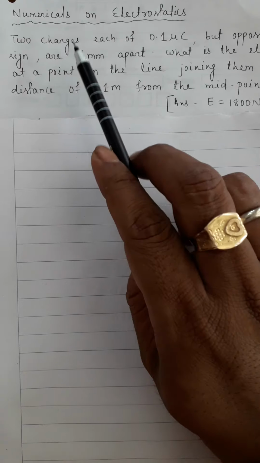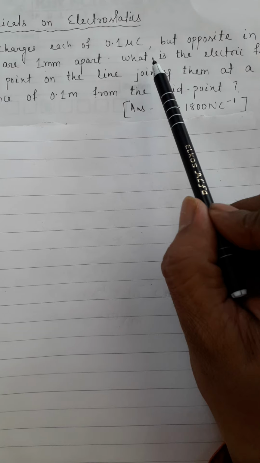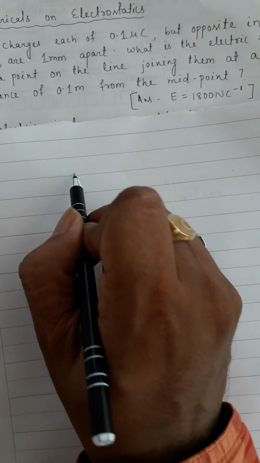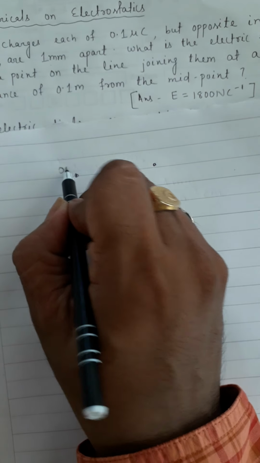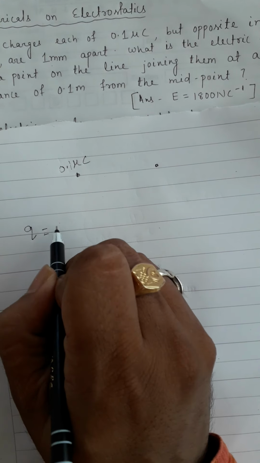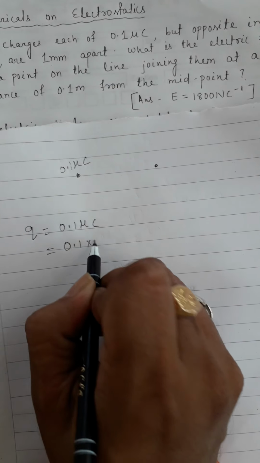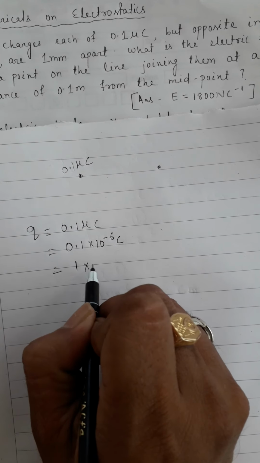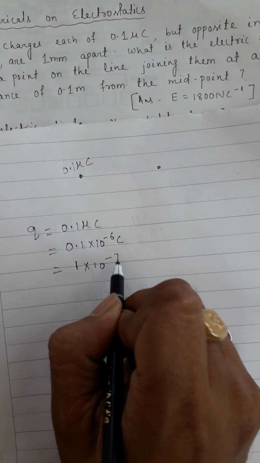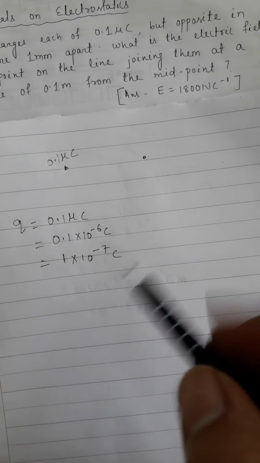So the first numerical is: two charges, each of 0.1 microcoulomb. So there are two charges, and each has magnitude 0.1 microcoulomb, or you can say 0.1 into 10 to the power minus 6 coulomb, or 1 into 10 to the power minus 7 coulomb. So the magnitude of charge is given, and both are the same.